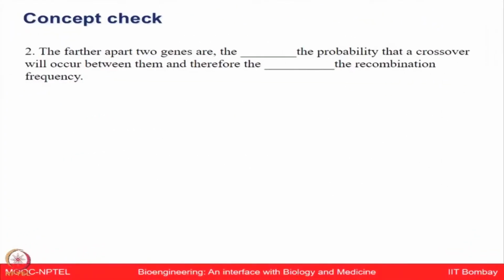The further apart two genes are, what will be the probability that a crossover will occur between them, and therefore, what will be the recombination frequency?